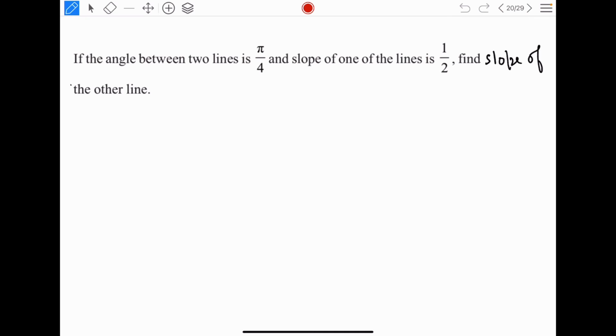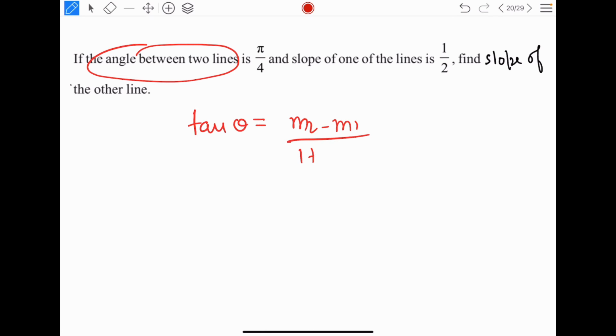Question. If the angle between two lines is pi by 4 and the slope of one of the lines is 1 by 2, find the slope of the other line. Okay, let's do this one. See, the angle between two lines is set, so let's use this formula. Tan theta is equal to the mod of m2 minus m1 upon 1 plus m1 m2, because we just want to make theta positive, that's why we are taking the mod. What is given? This angle is pi by 4, theta is pi by 4. The slope of one line is given, that means m1 is 1 by 2. We have to find m2.